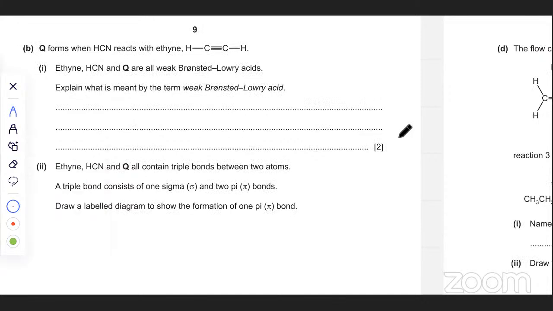Anyways, let's try the next one. The next one is: explain what is meant by the term Brønsted-Lowry acid. That's a simple question. It's a proton acceptor. And I have no idea why. So Brønsted-Lowry acid, that's just a proton acceptor. I don't know why they've given you three lines.